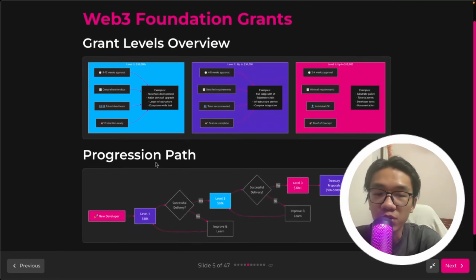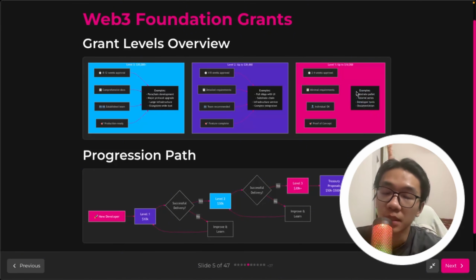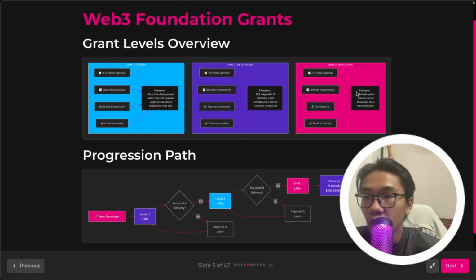Now let's take a look at the Web3 Foundation grants and what they have. The Web3 Foundation grants have 3 levels: Level 1, Level 2, and Level 3. Level 1 is up to 10,000, Level 2 up to 30,000, and Level 3 more than 30,000. For Level 1, there are a couple of ideas, but most of them are something you can deliver in around 1 or 2 months, like a Substrate pallet, a tutorial series, developer tools or documentation. Most of them are quite small scale, and this takes around 2 to 4 weeks for approval.